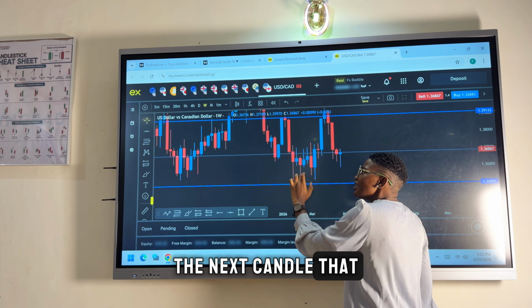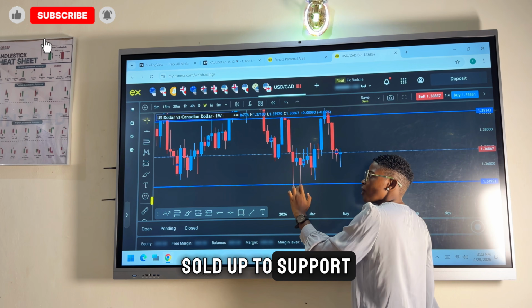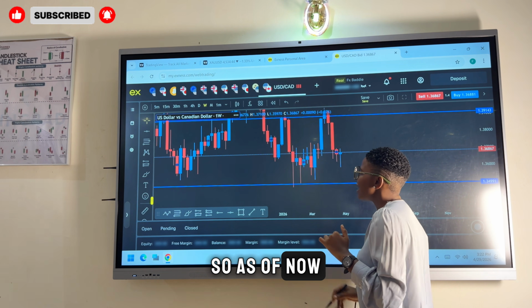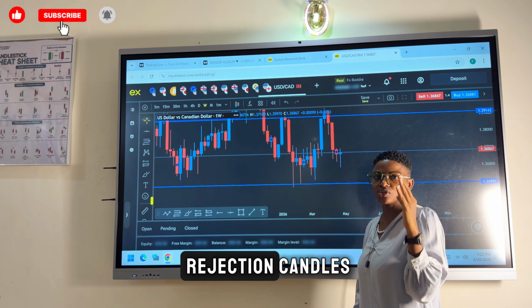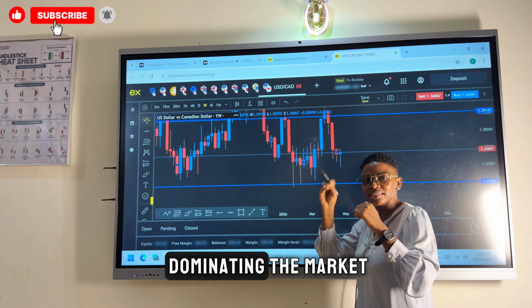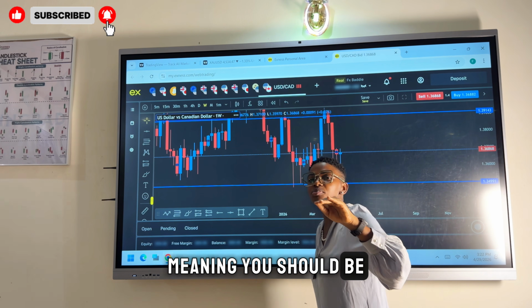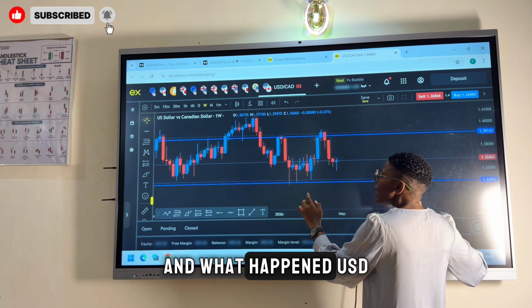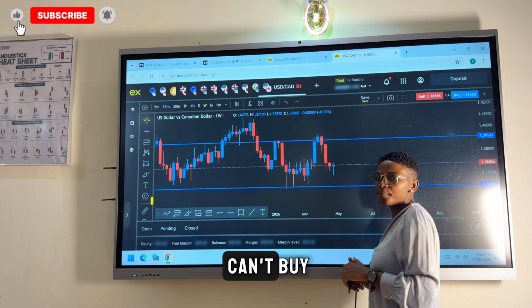The next candle that formed sold up till support, buyers still pushed it back up. So as at now, you have seen 3 rejection candles validating that buyers are dominating the market, meaning you should be looking for buy opportunities. And what happened? USD CAD bought.